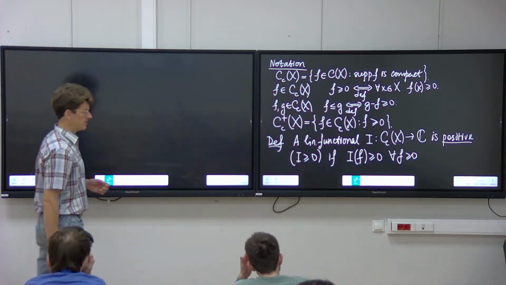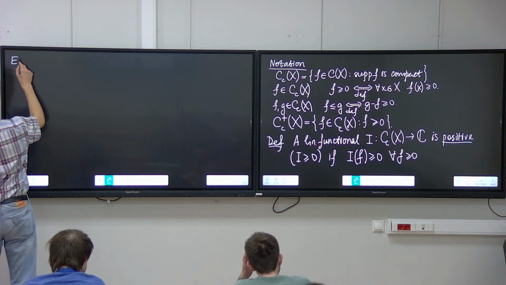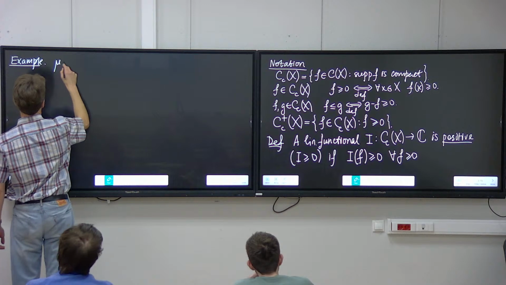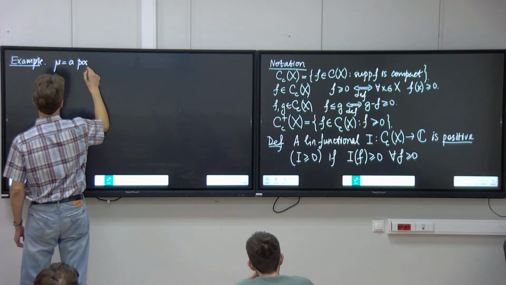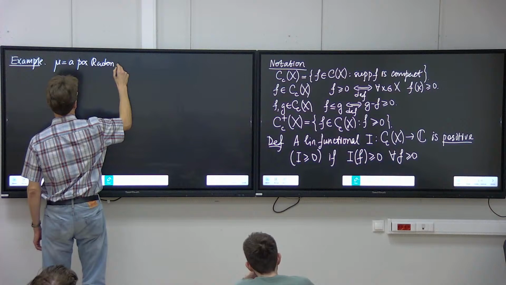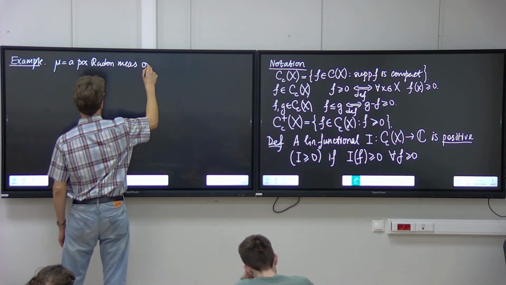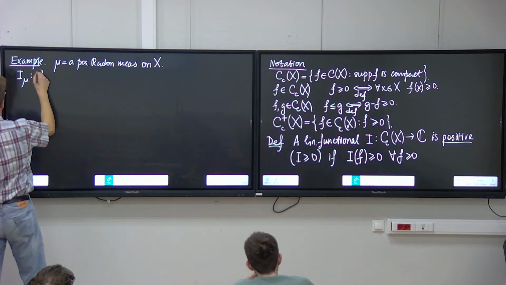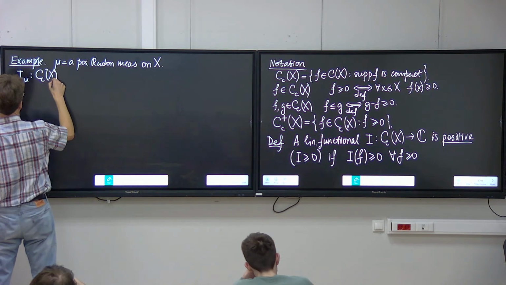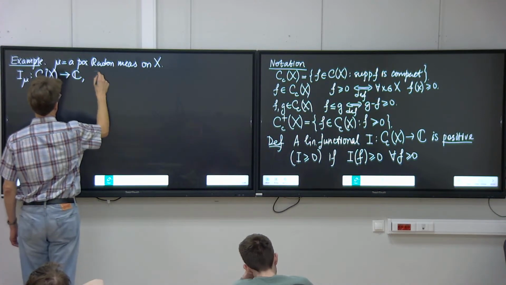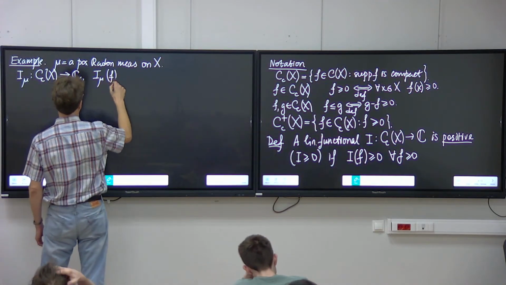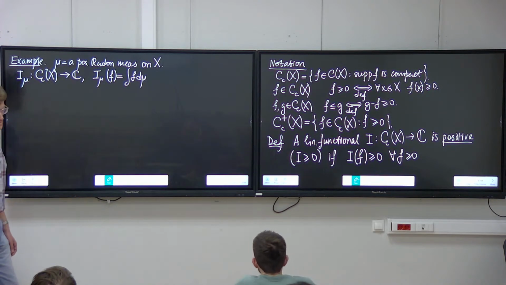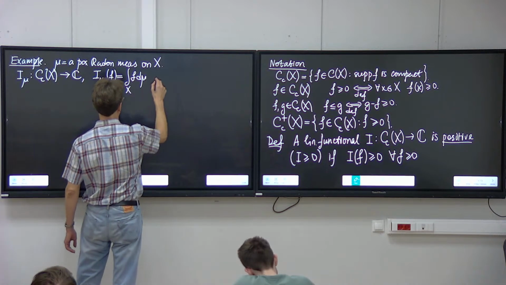And here's an obvious example. Suppose that mu is a positive Radon measure on X. We define a functional I mu on our space of continuous compactly supported functions by the following simple formula. This is just the integral with respect to mu. Then it's clear from the properties of the integral that this functional is positive.